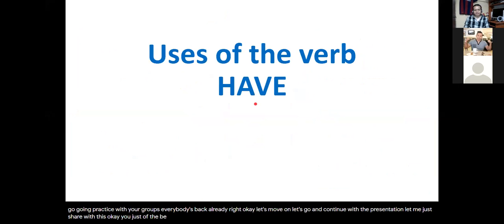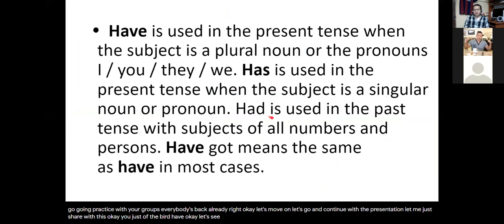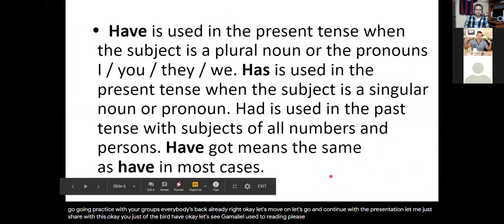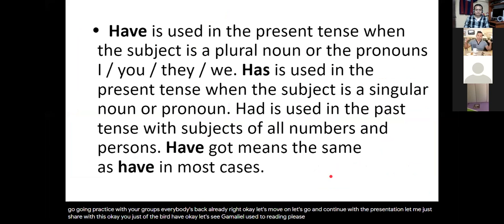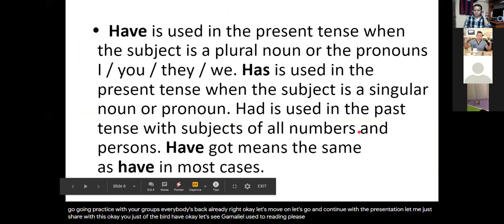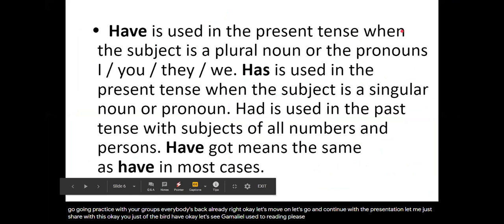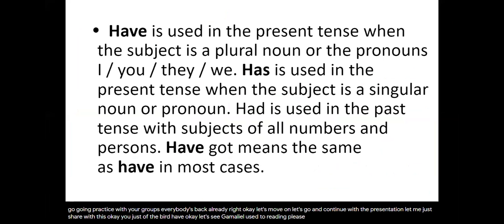Okay, uses of the verb have. Gamaliel, you start reading, please. Have is used in the present tense when the subject is a plural noun, for the pronouns I, you, they, we. Has is used in the present tense when the subject is a singular noun or pronoun. Have is used in the past tense with subject of all numbers and person. Have got means the same as have in most cases.